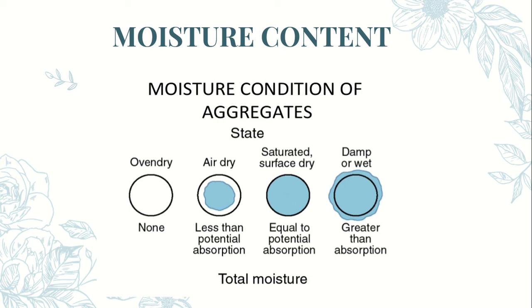Next we have saturated surface dry aggregates. All pores connected to the surface are filled with water, but the surface is dry. The aggregate is neither absorbent nor does it contribute water to the concrete mixture. Last we have wet or damp aggregates. All pores connected to the surface are filled with water and there is excess moisture on the surface also. The aggregate contributes water to the concrete mixture.